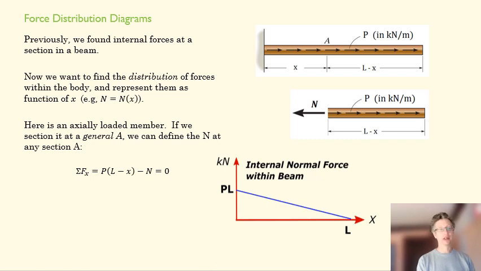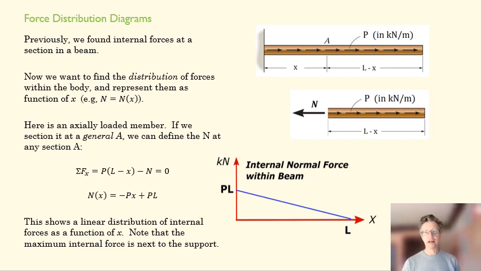In other words, this is the applied force on our generalized diagram over here, and we can say that N is equal to that. Then we can write this as a function for N. So what's the force as a function of X? As you can see, as X gets bigger, as I go farther out, my force is actually going to be smaller. And we get a nice linear distribution of the forces as a function of X.